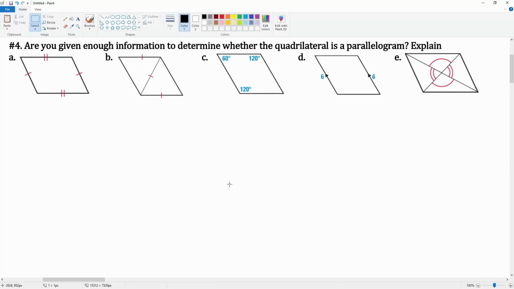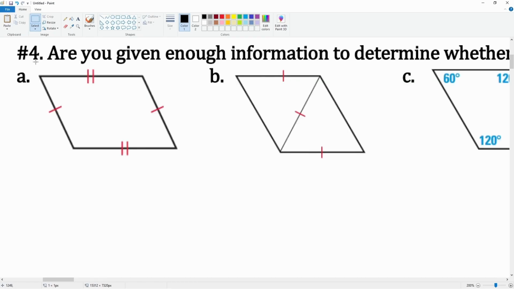Number 4, are you given enough information to determine whether this quadrilateral is a parallelogram? You're going to explain. All right. So A, we see here that we have two sides that are parallel and congruent. By definition, that is actually enough.